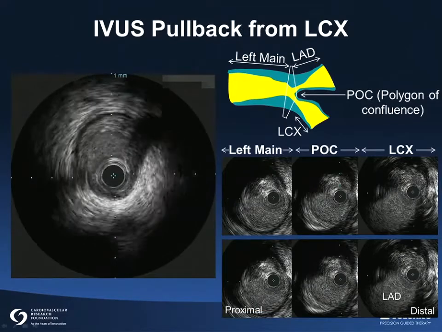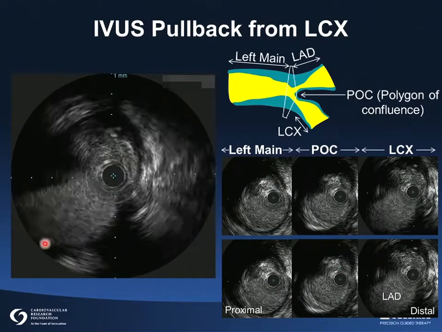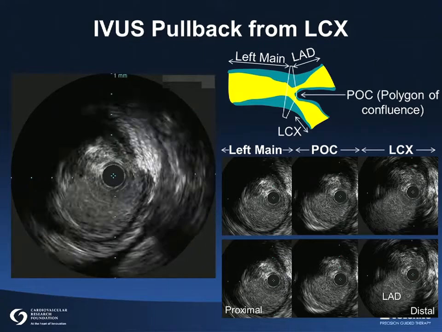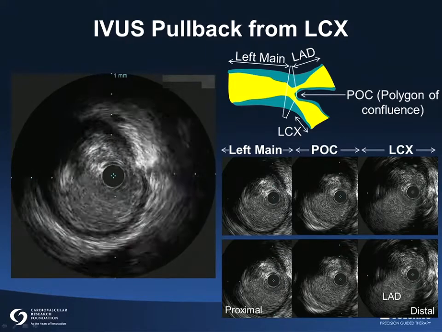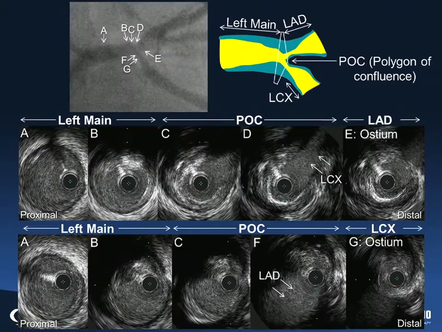This IVUS pullback is from the left circumflex to the left main. The LAD appears at 7 o'clock. The lumen looks the most stenotic at the bifurcation where the LAD is also seen. The plaque extends into the distal left main.